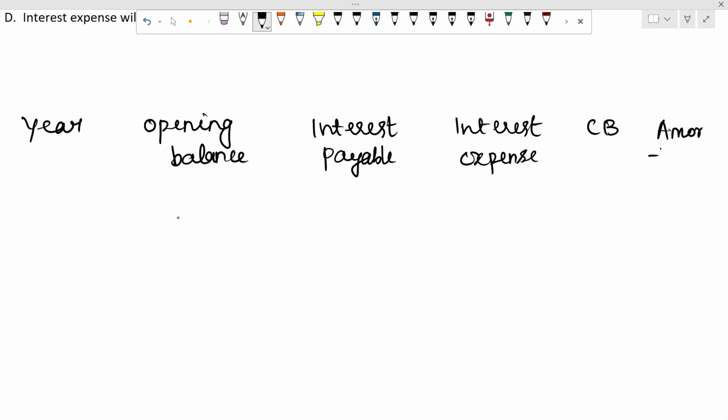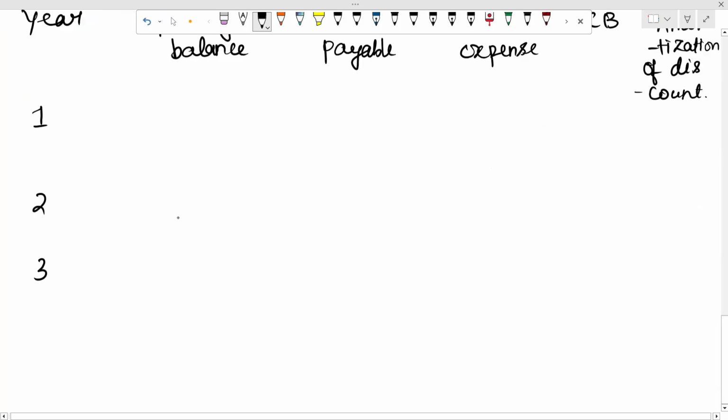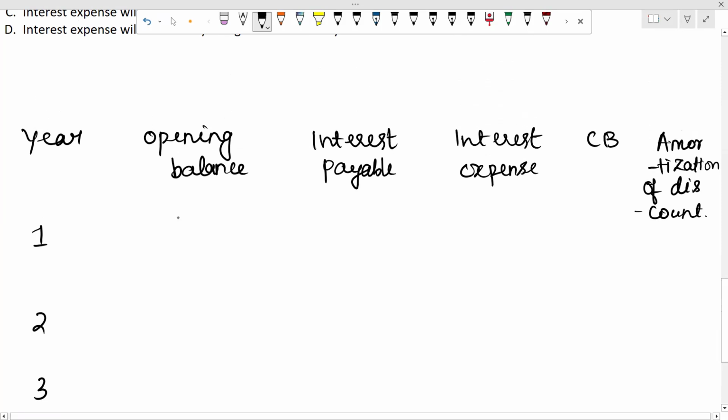amortization of discount. Here we have discount, so we are amortizing the discount. Suppose if we have premium, then we have to write it as amortization of premium. So year 1, 2, 3, 4, and 5. So it is a 5-year bond. So what is the opening balance of year 1? Opening balance of year 1 is nothing but the price at which the bonds were issued. In this case, the bonds were issued for $96,207.